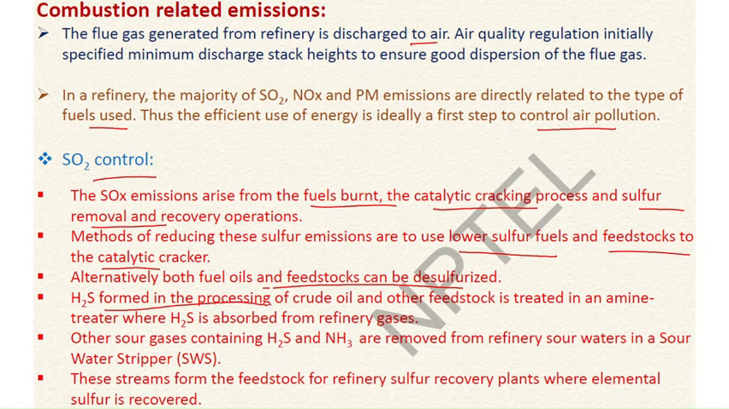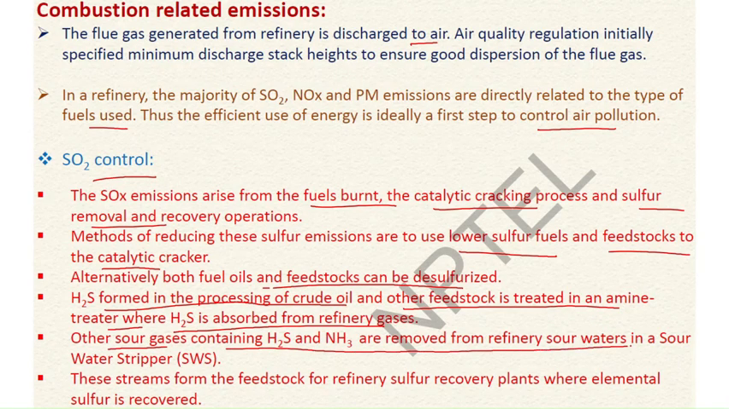H2S is formed in the processing of crude oil, and other feedstock is treated in an amine treater where H2S is absorbed from refinery gases. Other sour gases containing H2S and NH3 are removed from the refinery sour water in a sour water stripper.